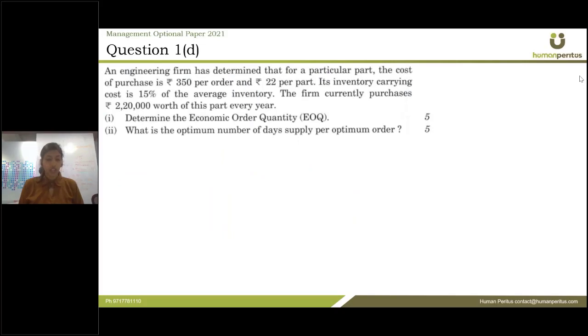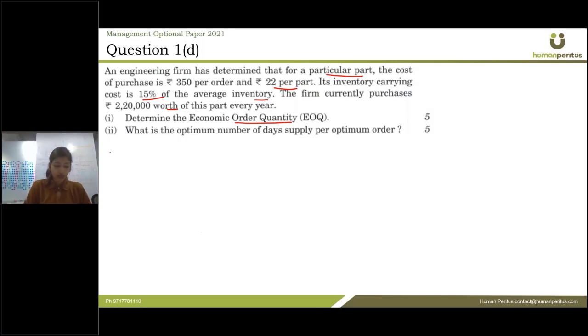Okay. So the question is that an engineering firm has determined that for a particular part, the cost of purchase is 350 per order and 22 per part. Its inventory cost is 15% of the average inventory, and the firm currently purchases 2,20,000 worth of this part every year. We have to determine the EOQ. What is the optimum number of days supply per optimum order?